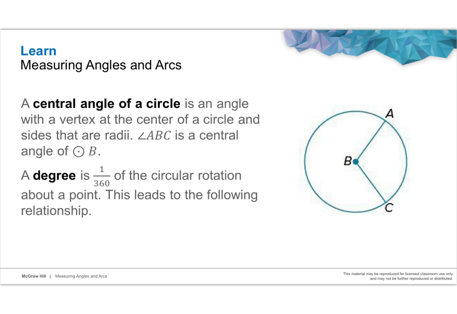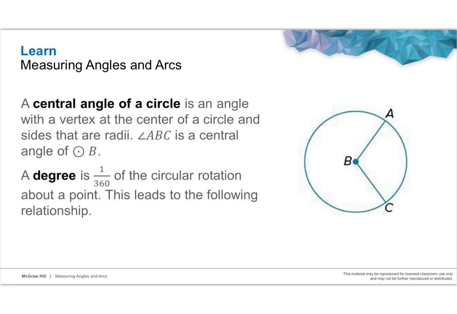A central angle, first of all, of a circle is an angle that has the vertex of the angle at the center of the circle, and the sides from that center out are, of course, the radii. So here in this example, angle ABC is a central angle, and notice the middle letter B, the vertex, is the same as the center, or the name of the circle.